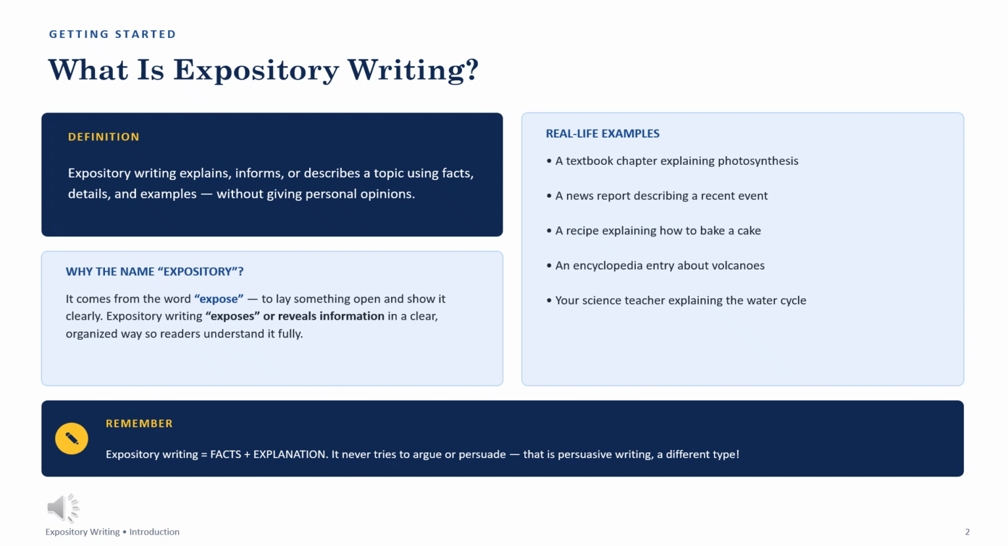understands it. You see this every day in real life. Think of a textbook chapter explaining photosynthesis, a news report on a recent event, a recipe for baking a cake, or an encyclopedia entry about volcanoes. Even when your science teacher explains the water cycle, they are using expository language. Just remember this simple formula: expository writing equals facts plus explanation. It never tries to argue or persuade. That is persuasive writing, which is a completely different style.